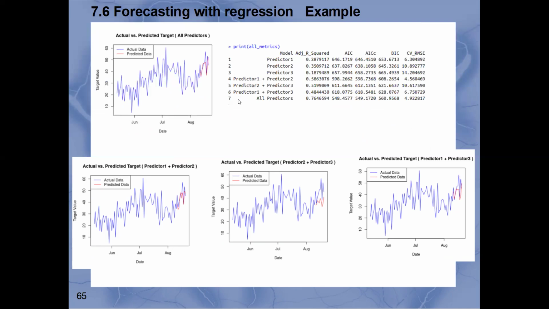And once again, as we look through here, you can see that 1 and 2 did pretty well, 2 and 3 did pretty well, 1 and 3 did pretty well, and all the predictors, of course, fit the data pretty well. So don't forget, we used the first 90 points as the training set and the last 10 points as our model test set.